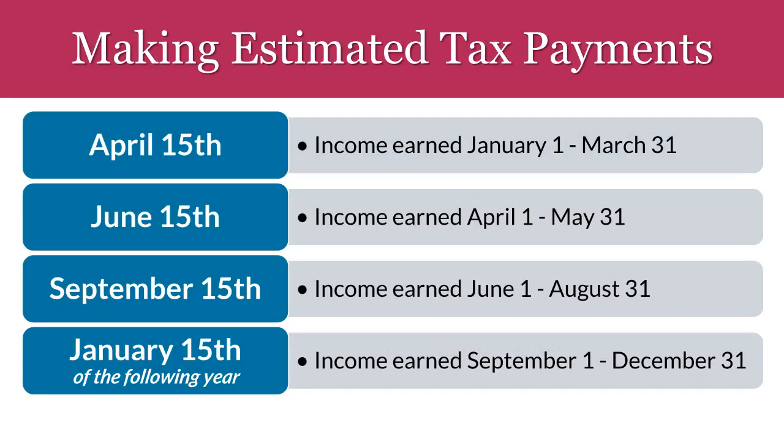Understanding the quarterly payment deadlines is essential for child care providers. The IRS publishes an online tax calendar and offers calendar reminders to help you keep on top of your payment schedule. Quarterly due dates for estimated tax payments are shown here. April 15th for income earned from January 1st to March 31st. June 15th for income earned from April 1st to May 31st. September 15th for income earned from June 1st to August 31st. January 15th of the following year for income earned from September 1st to December 31st.